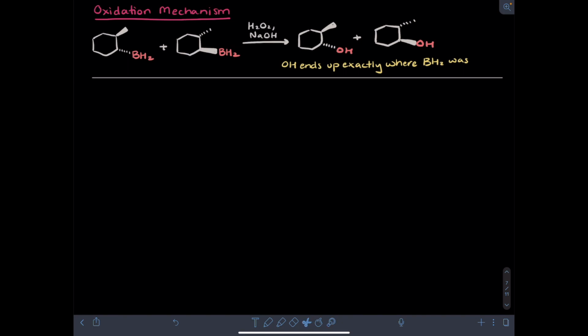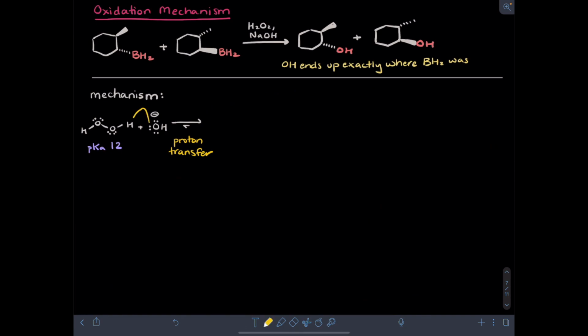As a heads up, this mechanism is going to look pretty different from ones that we've seen before. The mechanism begins with a proton transfer between the H2O2 and NaOH reagents. The hydroxide acts as a base to deprotonate one of the OH bonds of H2O2. This forms HOO- and water. Based on the pKa's of H2O2 compared to water, it is this product side of the proton transfer equilibrium that is favored.